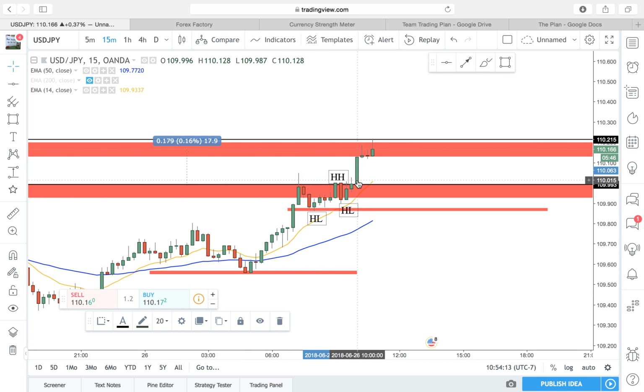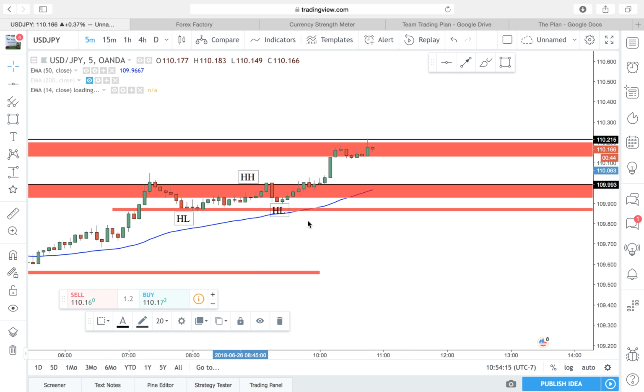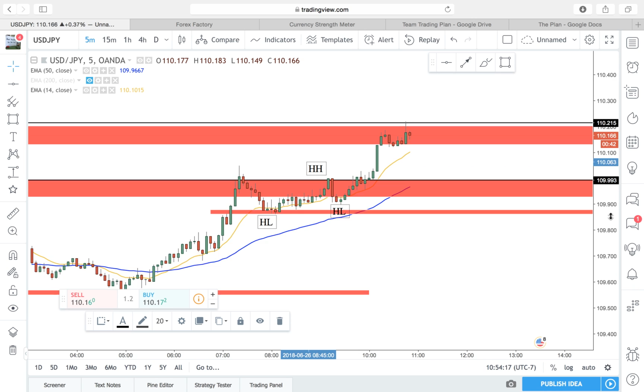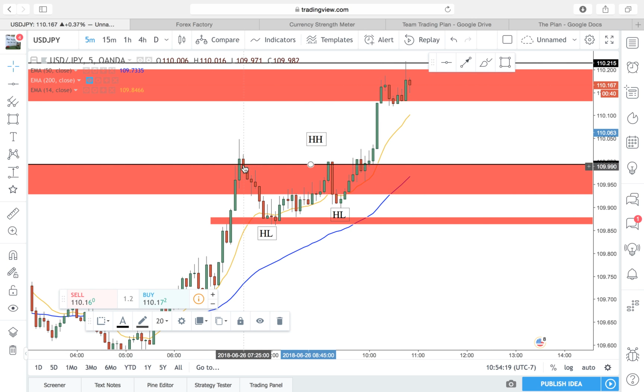But it was using this 14 EMA as a dynamic support. And you can see off the 5-minute, look how it was setting up. And it closed above resistance here. You see how it closed above? So there's your push. Boom.